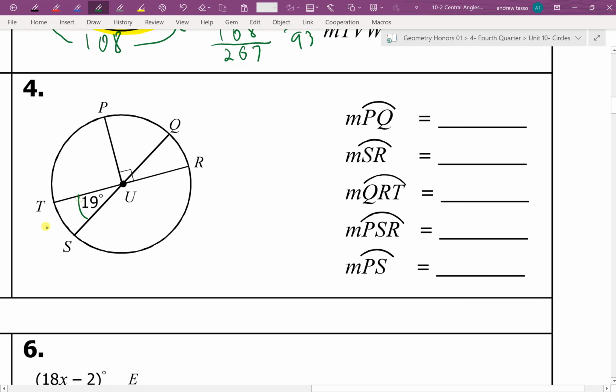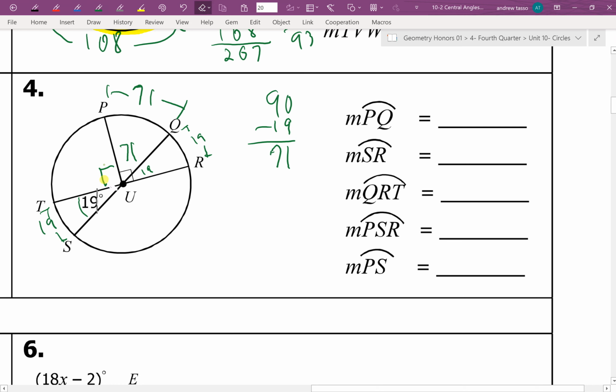So here we have a 19-degree arc. So this arc, 19-degree angle. So the arc outside of it is also 19. Vertical angles gets me that this is 19. This arc would also be 19. Okay. Notice here that I have a 90-degree angle. So I could do 90 subtract 19. Okay, and that leaves, I believe, is it 71? Yeah. So 71 degrees can go there, and also can go for the arc outside.